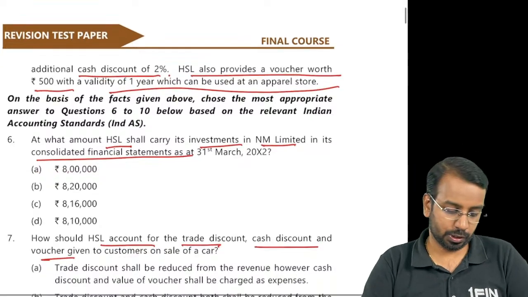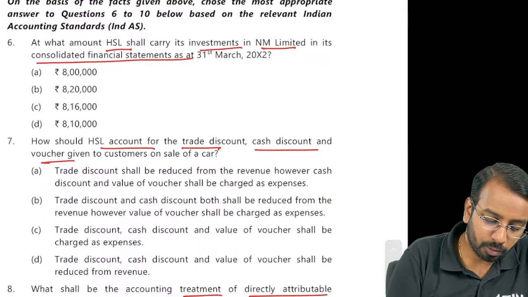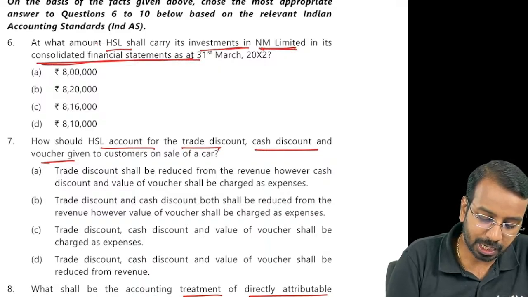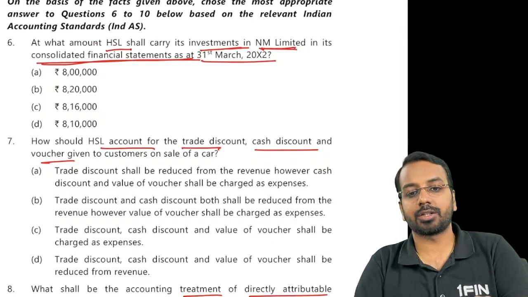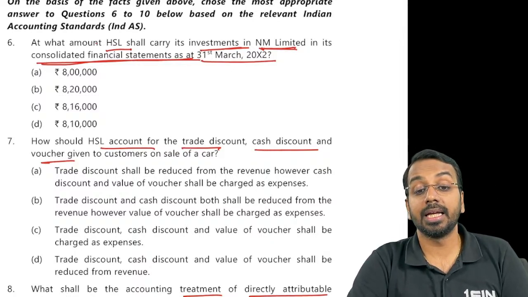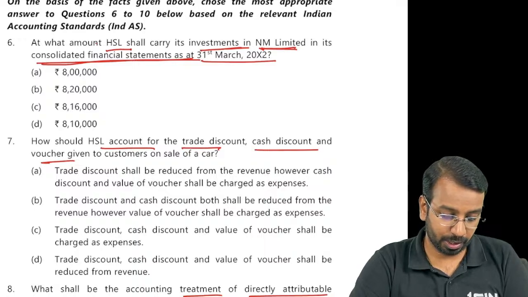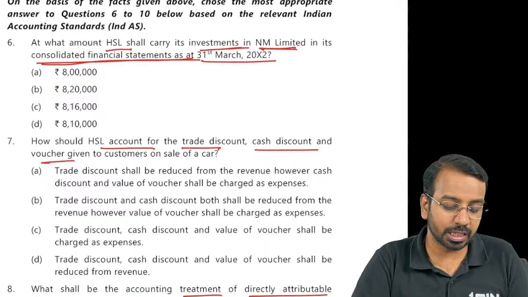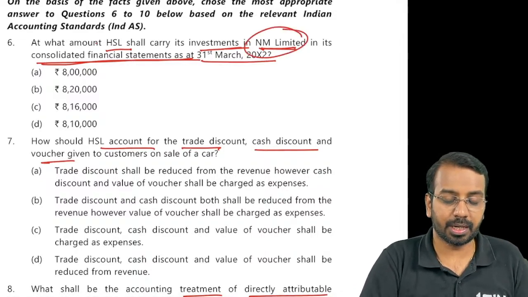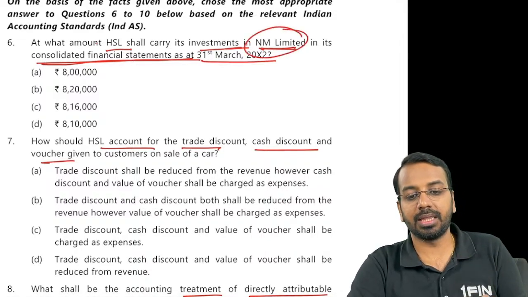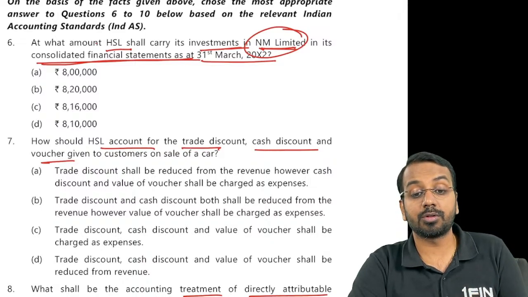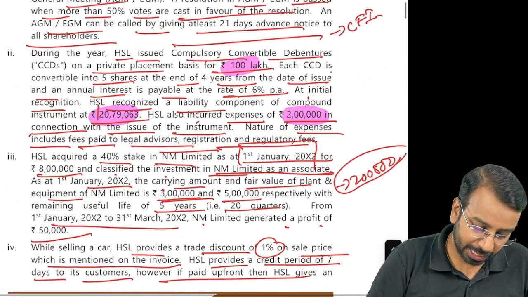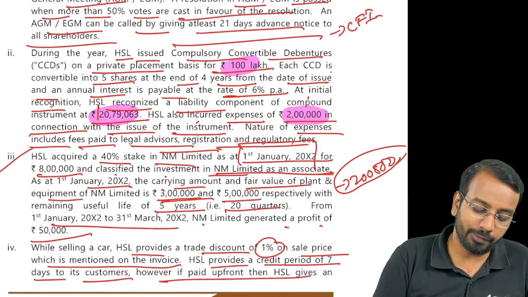So we have to see what is the question. First, at what amount HSL shall carry investment in NM Limited in its consolidated financial statement as on 31st March of year 2. So the first one is asking, in the consolidated financial statement, what amount shall HSL carry? Which investment? Investment in NM Limited. Now please note students, when there are multiple questions, sometimes you might get confused as to what the question is asking. Now where is NM Limited? NM Limited is here. It is an associate. How will we value it?